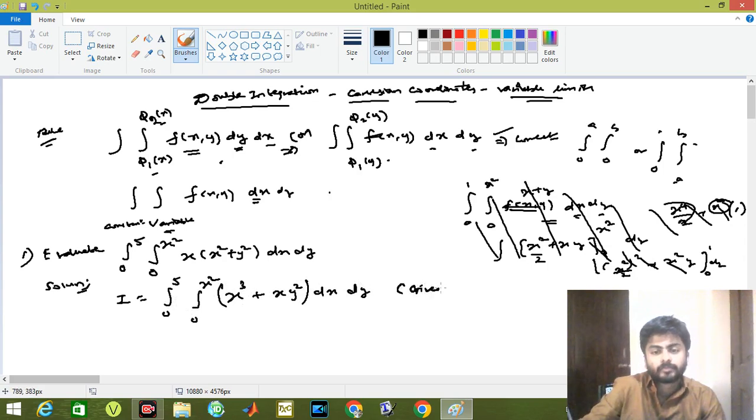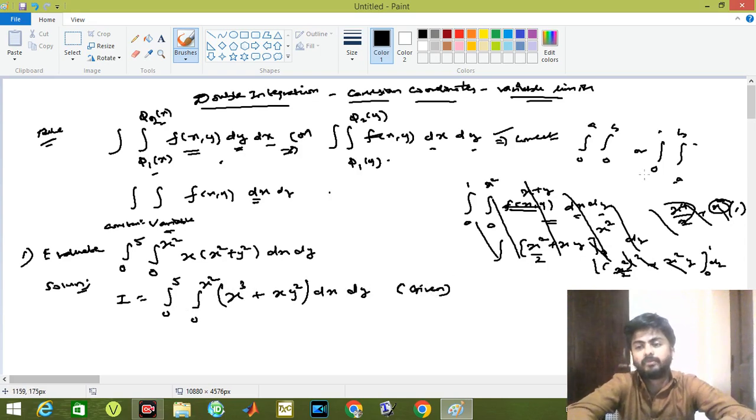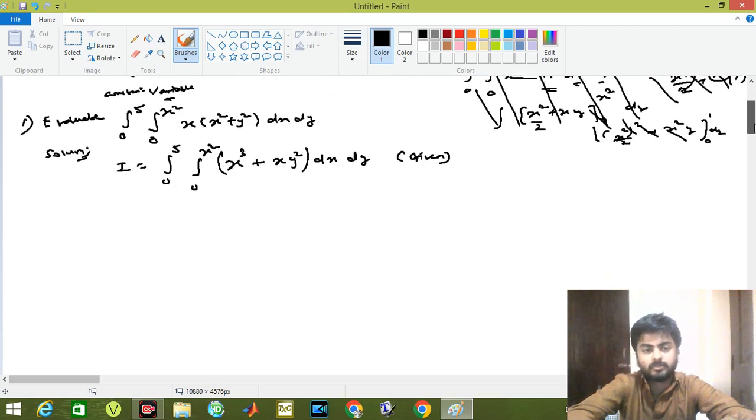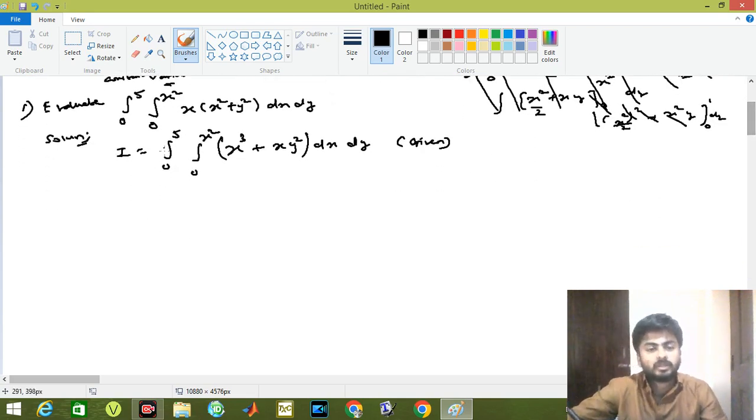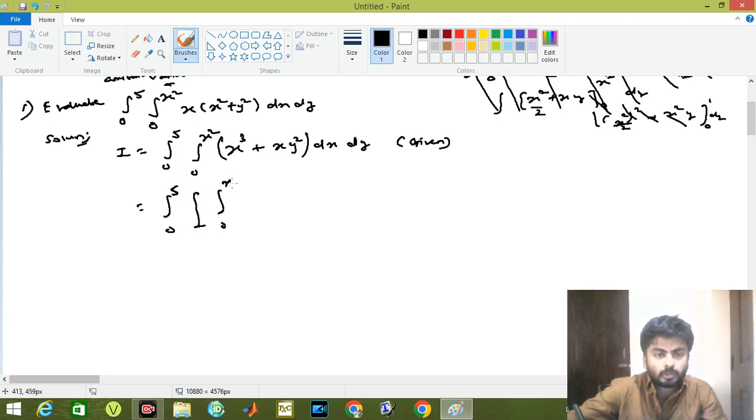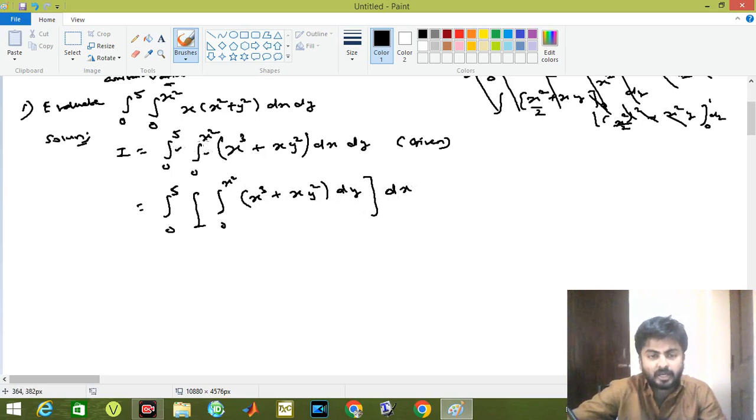Now I am going to change it into the correct form. Before that I separate this with brackets: integral 0 to x square of x cube plus x y square into dy, and then dx. Here the external limits are constant and the inner limits are variables, but the inner integral has a function of x as its limit, and it is integrated with respect to x again, so it is wrong. You have to interchange the order of integration. So now it is in correct form.